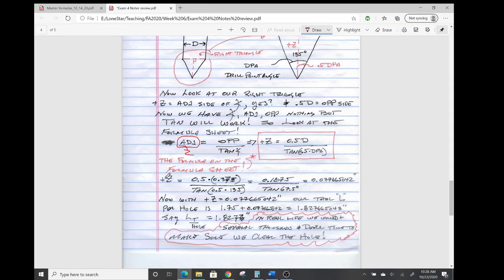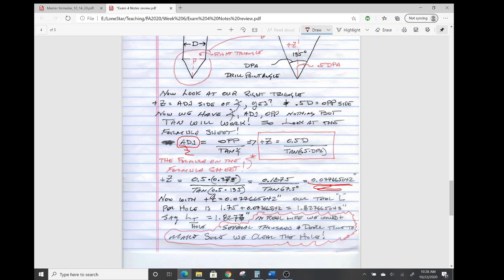Okay. So our Z-add is 0.5 times 0.375, divided by the tangent of 0.5 times 135. Now half of 135 is 67.5 degrees. So you multiply these two across the top, you get 0.1875, and divide it by the tangent of 67.5 degrees, and voila, you have created the creme brulee. You've got this answer right here. That's the theoretical additional depth that you've got to add to the plate thickness.